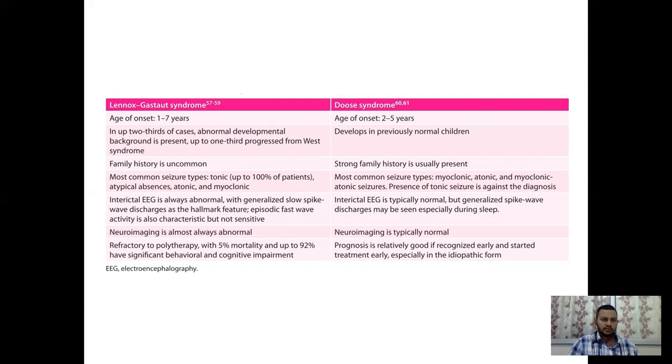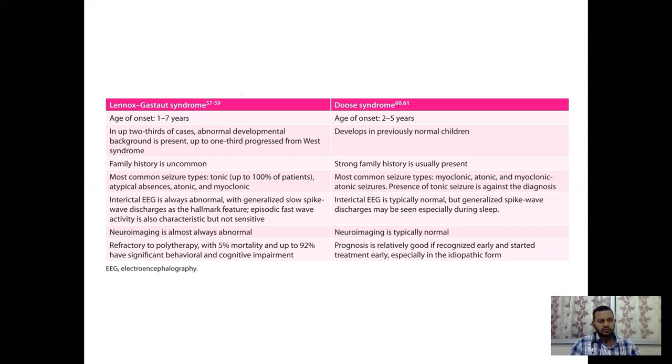In Lennox-Gastaut syndrome, the EEG is always abnormal, with generalized slow spike-wave discharges as the hallmark feature. Episodic fast wave activity is also characteristic but not sensitive. In Doose syndrome, the EEG is typically normal, but generalized spike-wave discharges may be seen, especially during sleep. Neuroimaging is almost always abnormal in Lennox-Gastaut syndrome. In Doose syndrome, neuroimaging is typically normal.